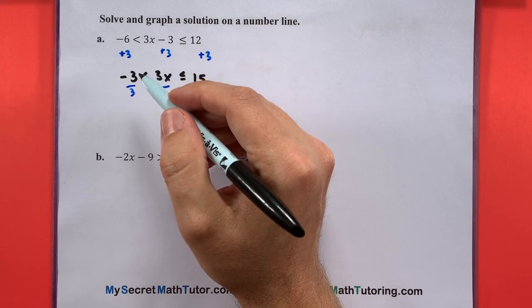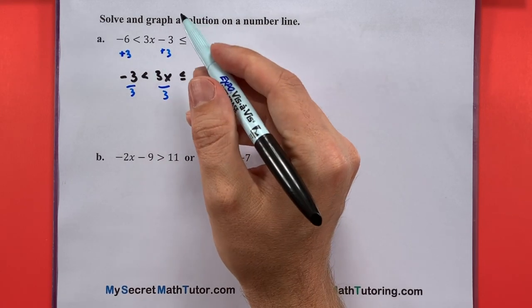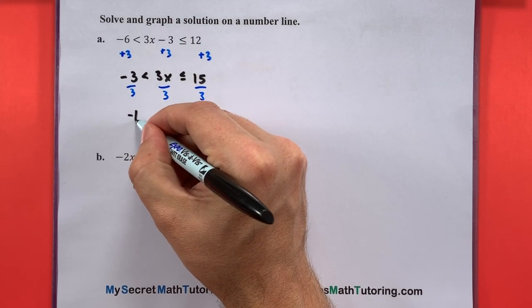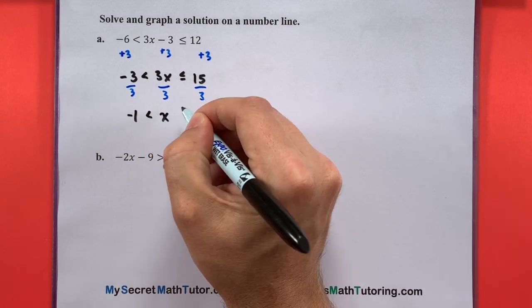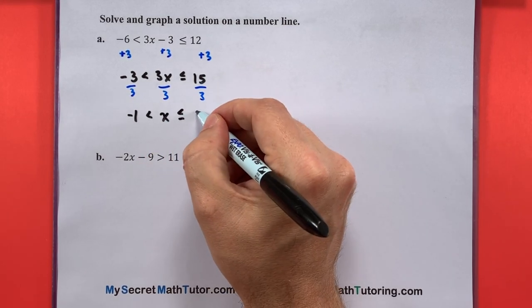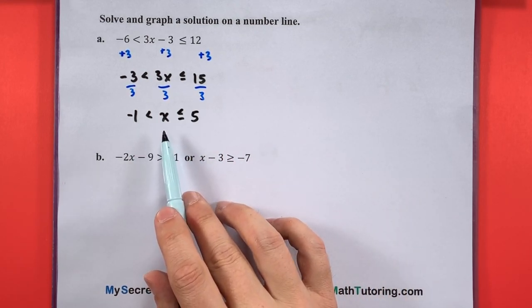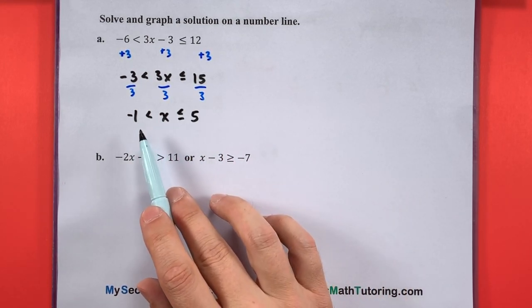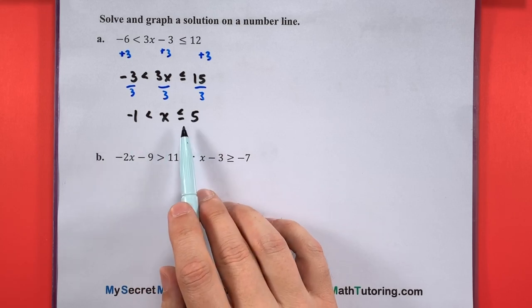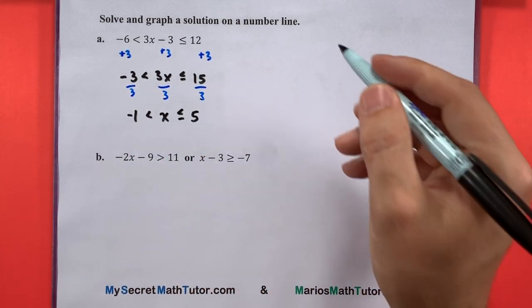So let's see what we get for that. We'll get negative 1 less than x less than or equal to 5. All right, so it looks like x is our number, and it could be some number between negative 1, not inclusive, up to 5, and that is inclusive.